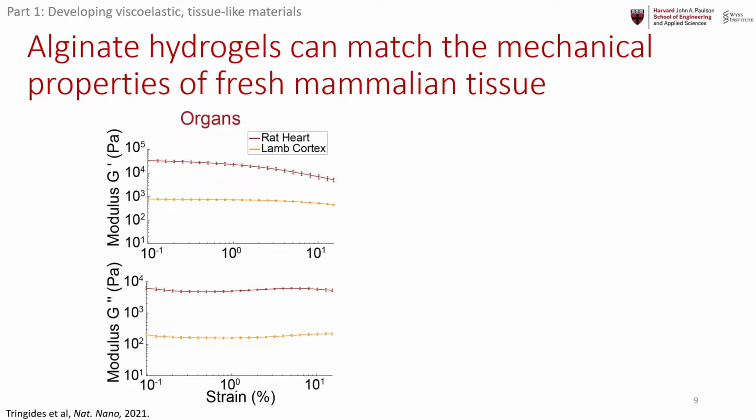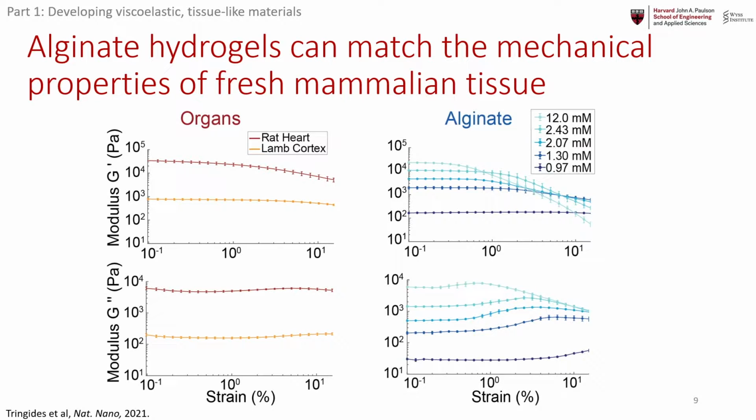So the very first step of my PhD was really characterizing my tissues of interest, so in this case the heart and the brain, and then seeing as I change the amount of crosslinker for the alginate, how we can match both the G prime and G double prime of these very different biological tissues.